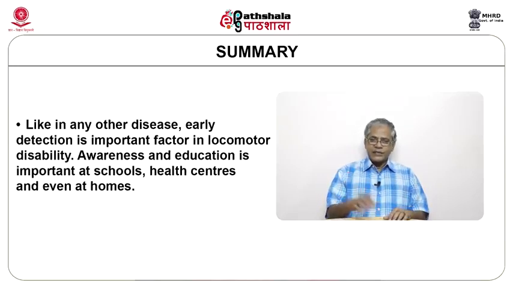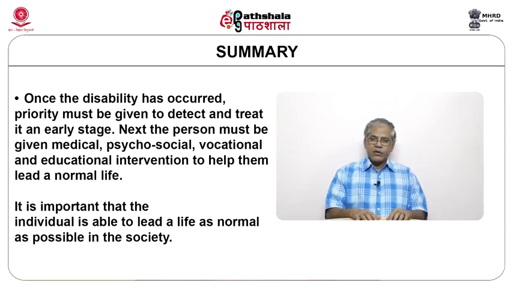Like in any other disease, early detection is an important factor in locomotor disability. Awareness and education is important at schools, health centers, and even at homes. Once a disability has occurred, priority must be given to detect and treat it at an early stage. Next, the person must be given medical, psychosocial, vocational, and educational intervention to help them lead a normal life. It is important that the individual is able to lead a life as normal as possible in the society.